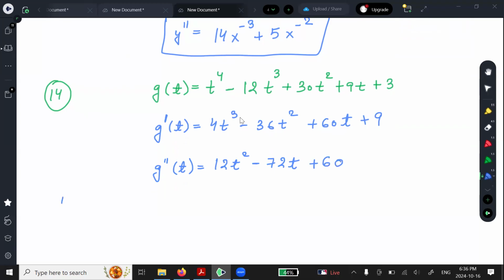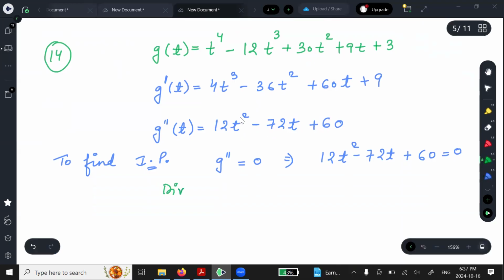Okay, now to find the inflection points, I have to make the second derivative equal to 0. So what do I get? You can apply the quadratic formula or you can split the middle term and factor this, whatever you want. Find me t.